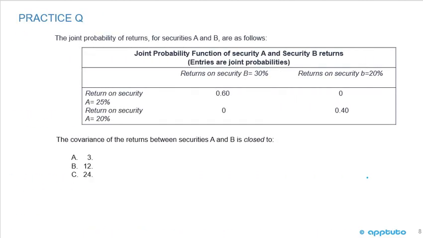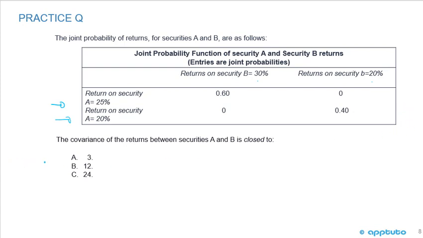We're going to finish this LOS with a practice question. So the joint probability of returns for securities A and B are as follows. So remember here on the rows, we have the returns for security A, 25%, 60% probability, and a return of 20%, 40% probability. On our columns, we have the returns for security B, 30%, 60% probability, and a 40% probability of 20%. So this is a little bit easier than the example we saw on the previous slide because there's only two probabilities here, 60% and 40%, not three, so the math is a little bit easier.